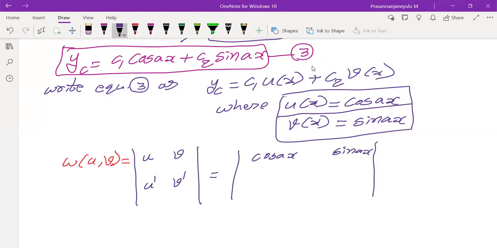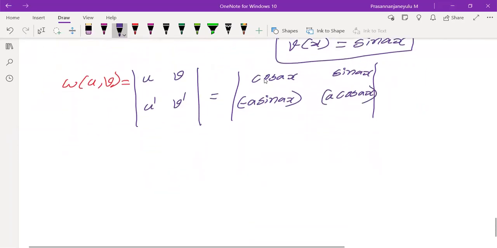What is u dash? Differentiation of cos ax is minus a sin ax. Differentiation of cos is minus sin, but here the angle contains ax, so minus a into sin ax. In the same manner, v dash, differentiation of sin ax, is a cos ax. Now find the determinant of this 2 by 2 matrix.